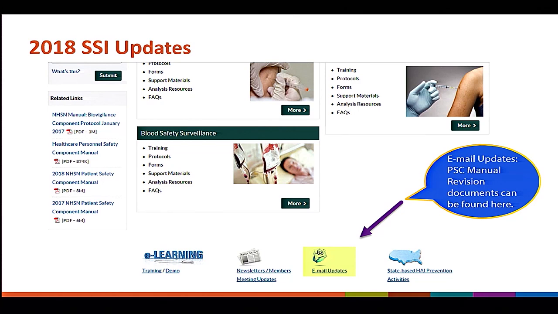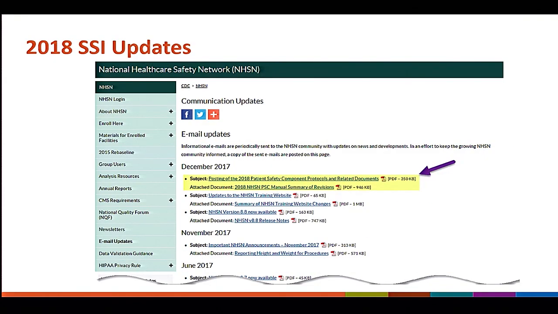At the bottom of every NHSN webpage, there are icons that link to the newsletters and the email updates that are sent out to NHSN users. So if you click on the email updates icon, it will take you to this page. And as you can see, the highlighted link is linked to the updates that were sent out to everybody in December for the 2018 patient safety component.